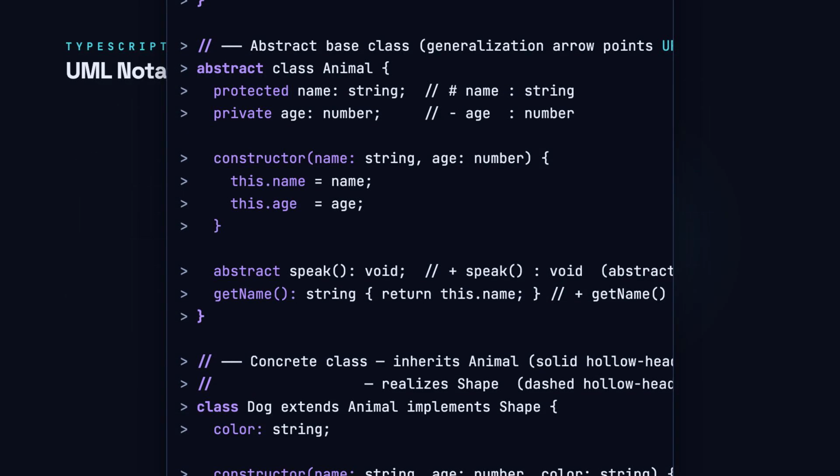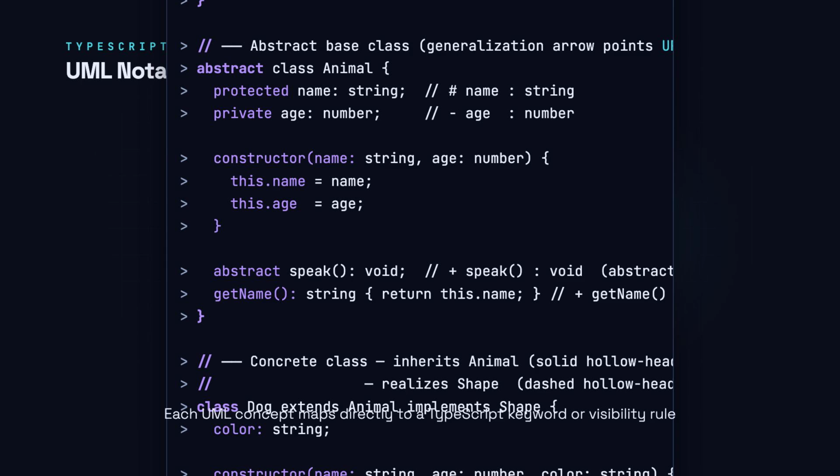Let us walk through this top to bottom. First, we declare a TypeScript interface called Shape with a public property color and a public method area. In a UML diagram, this would appear as a class box labeled with the stereotype "double angle bracket interface double angle bracket." Next, we define an abstract class Animal. The property name is marked protected, meaning the hash symbol in UML, and age is private, meaning the minus symbol. The abstract method speak and the concrete method getName are both public, so they get a plus sign.